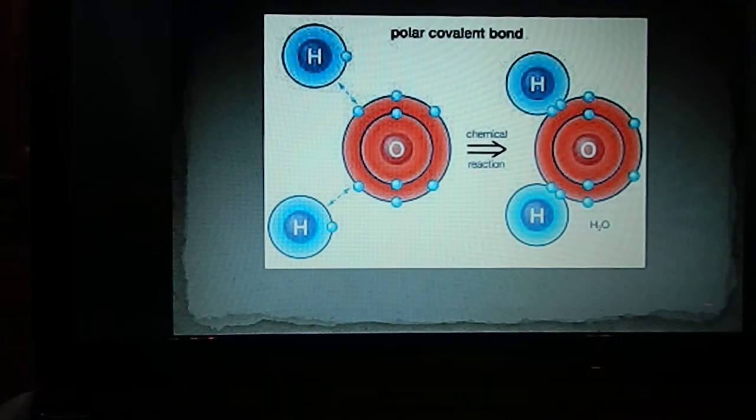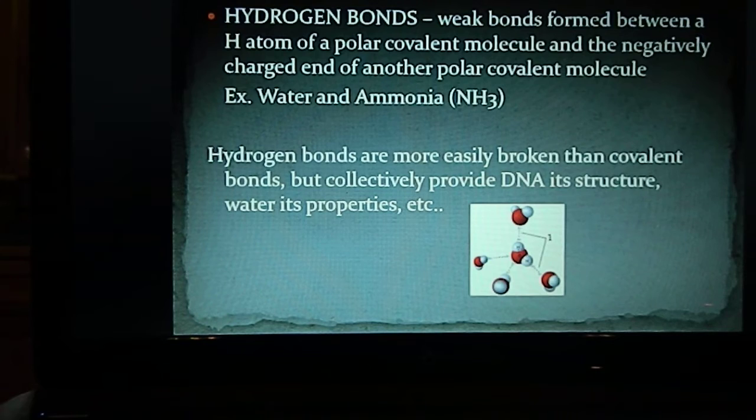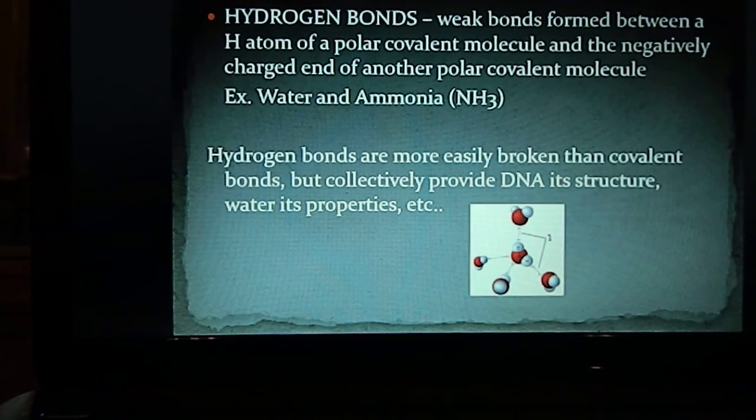If you look at the hydrogen, those areas just have one proton, and the electrons don't go around them very often, so both of the hydrogens, the blue portion of the molecule, are going to have a slight positive charge. So when they hook together, you have a positively charged area and a negatively charged area.